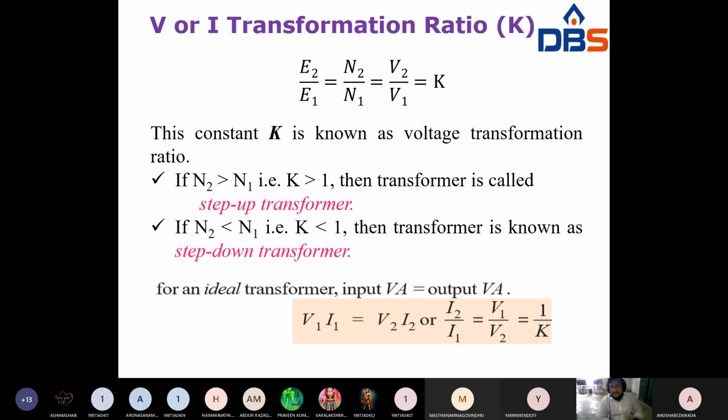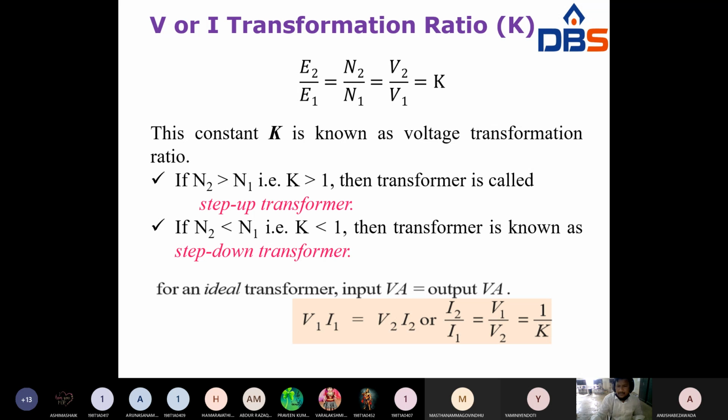So K is the transformation ratio. Suppose K is greater than 1, then the type of transformer is called a step-up transformer. Why? Because K greater than 1 is nothing but N2 greater than N1. Number of turns, step up, voltage also increases. So that's why if the secondary number of turns is greater than the primary, it is a step-up transformer. If the secondary winding turns are fewer, it is a step-down transformer. K greater than 1 step-up transformer, K less than 1 step-down transformer, K equal to 1 isolation transformer, right?